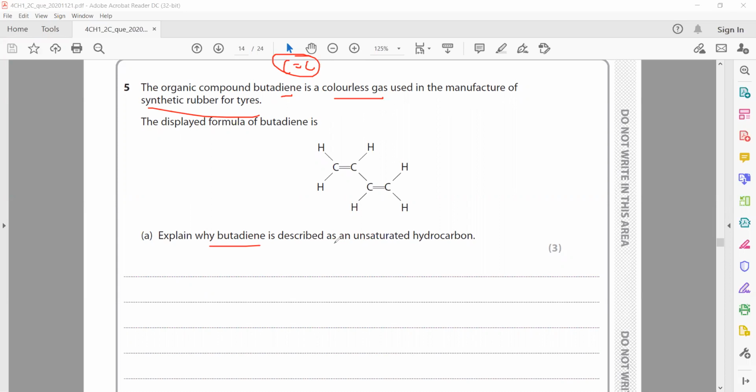Why is butadiene described as an unsaturated hydrocarbon, or what is the definition of an unsaturated hydrocarbon? So unsaturated means it contains a carbon-carbon double bond, there's a carbon double bonded with carbon, and the term hydrocarbon means it contains carbon and hydrogen only.